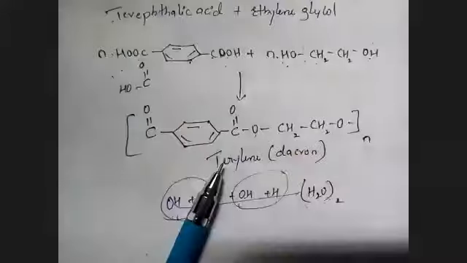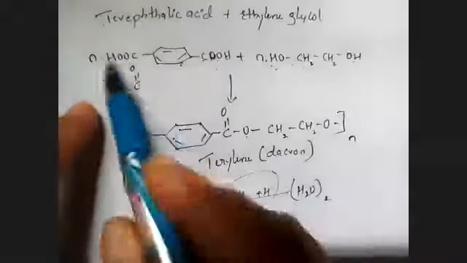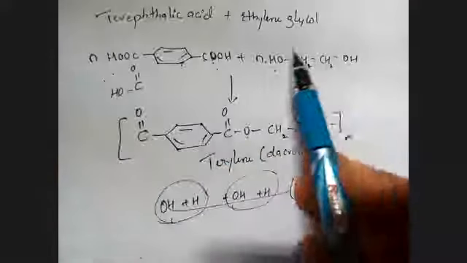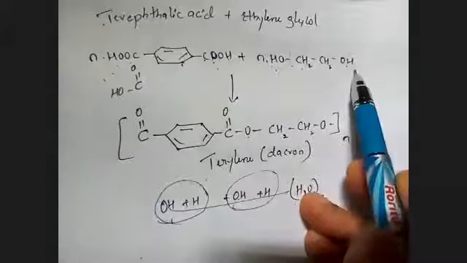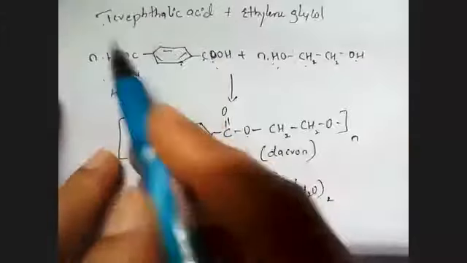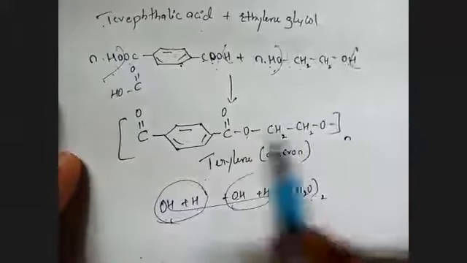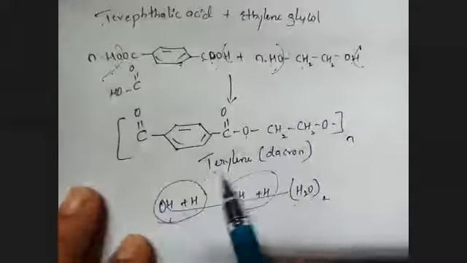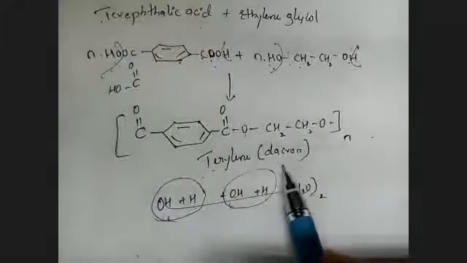Okay. Am I audible now? Okay, fine. So now, terephthalic acid means carboxylic group, benzene ring, carboxylic group. Ethylene glycol means OH, CH2, CH2OH. Simple structure. So what we did, we removed OH here and H here. Same, OH here, H here. So we joined everything. So this is called terylene or Dacron.